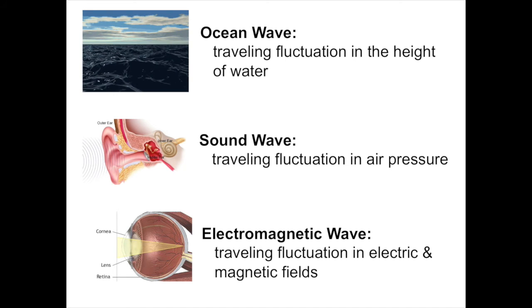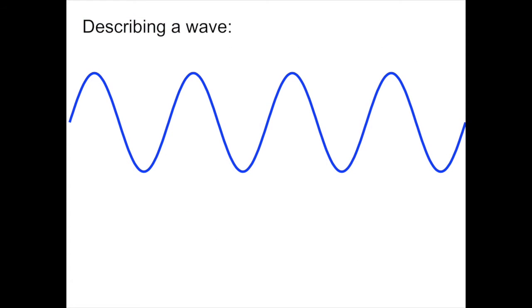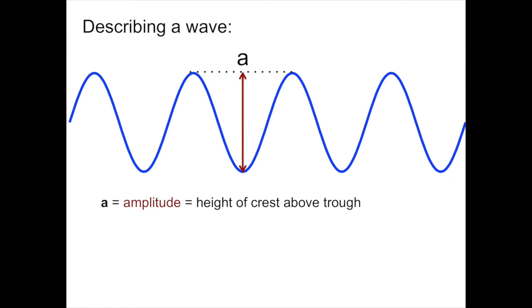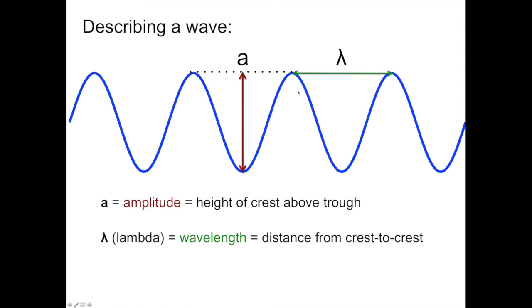All of these share a number of basic properties. All can be described in terms of a simple wave. I've drawn the wave here as a computer sinusoid. The wave can be described by a number of numbers. The first of these is the wave amplitude. It's the height of a crest above a trough in a wave. The distance between, in a wave, crest to crest, is called the wavelength, and it's traditionally given the Greek letter lambda, which is the Greek L, and therefore stands in for length.